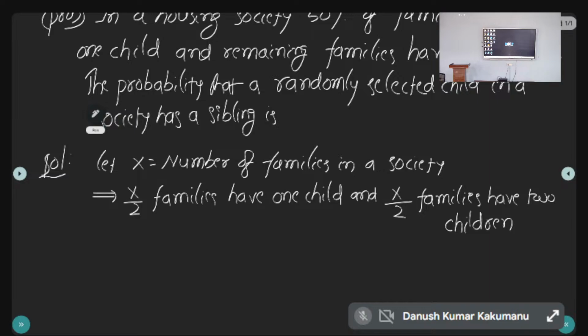Remaining x by 2 families have two children. Now, from the given data, one child is picked randomly from the society, which means I have to choose one child from the total number of children. This data is the number of families only. From the number of families, you just go to the number of children, the total number of children in a society. How to write the total number of children? Give me an idea.